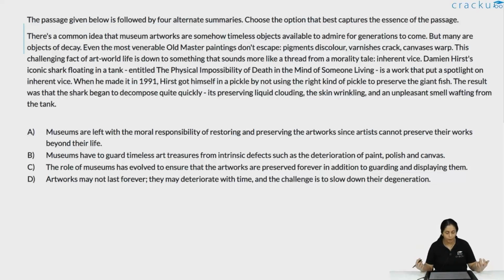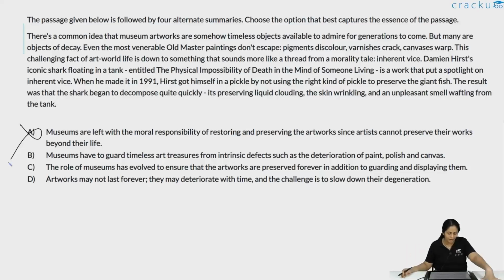Option A: Museums are left with the moral responsibility of restoring and preserving the artworks, since artists cannot preserve their works beyond their life. The paragraph does not talk about moral responsibility at all. It just speaks about the fact that this is a problem, this is something that is going to occur, that artworks have a limited lifetime is something you have to recognize. So whose moral responsibility is not even a topic touched by the paragraph.